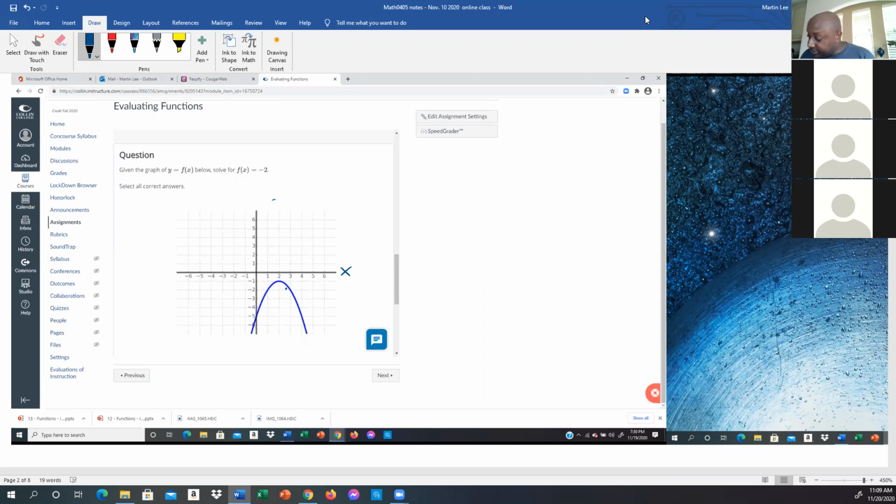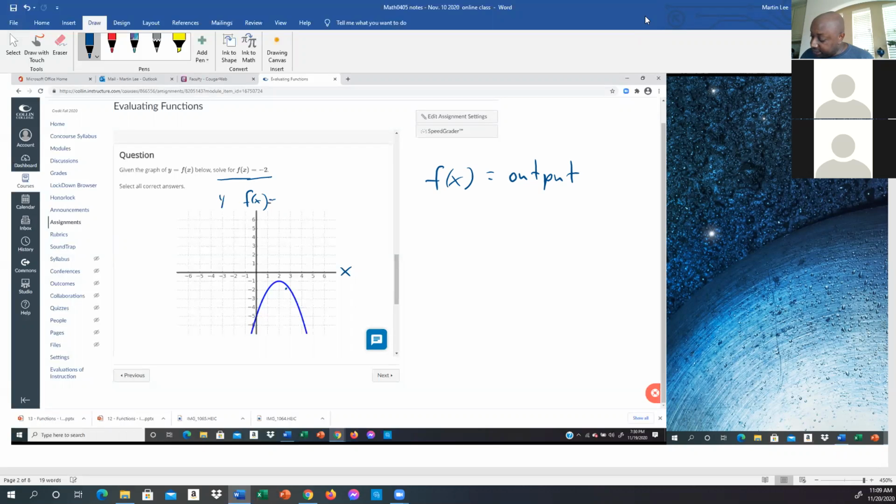Okay, so in this problem, they're telling us that f of x equals -2. Well, f of x is also known as your output. And so on the graph, I have f of x, which equals y, and it's also known as output. So I have three different names for the y-axis. I can call it y-axis, f of x, or I can look at it as output.